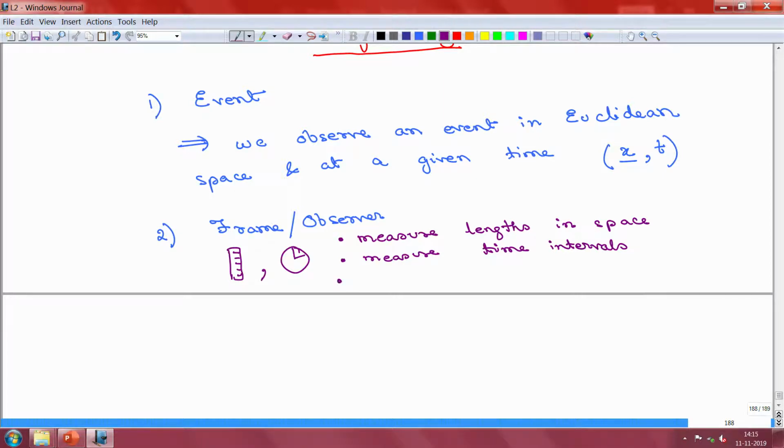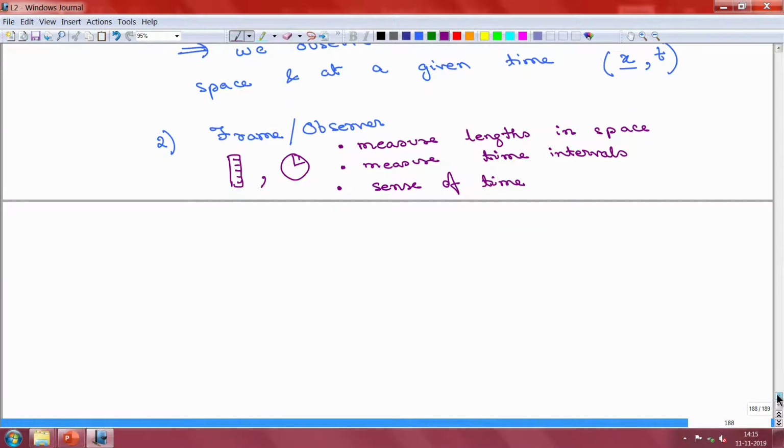And finally, he should also have a sense of time. Time has a special property that it flows in one direction. The observer must also understand which direction time is flowing, because you cannot step into history like you can go in plus or minus x. You cannot do the same thing with time. Once we have an observer, we need not have only one type of observer, we can have many observers.